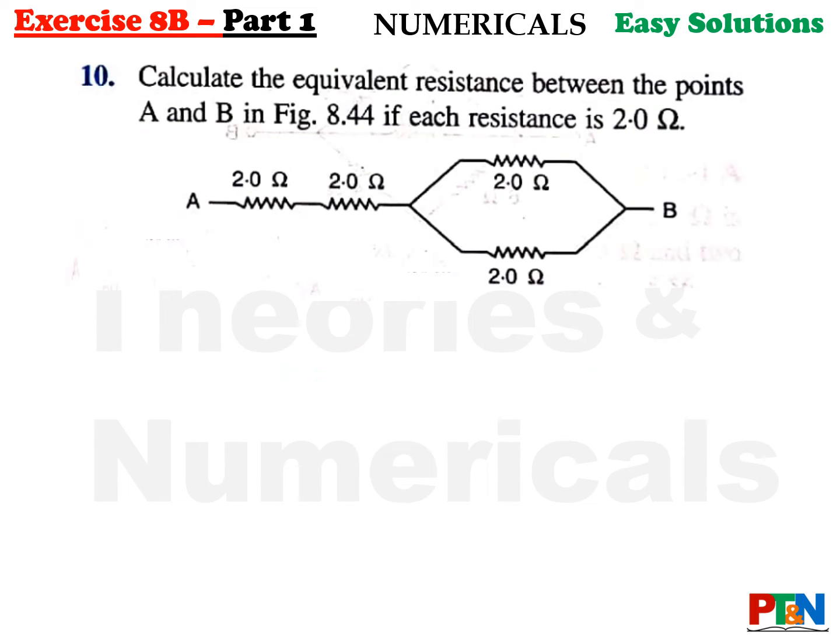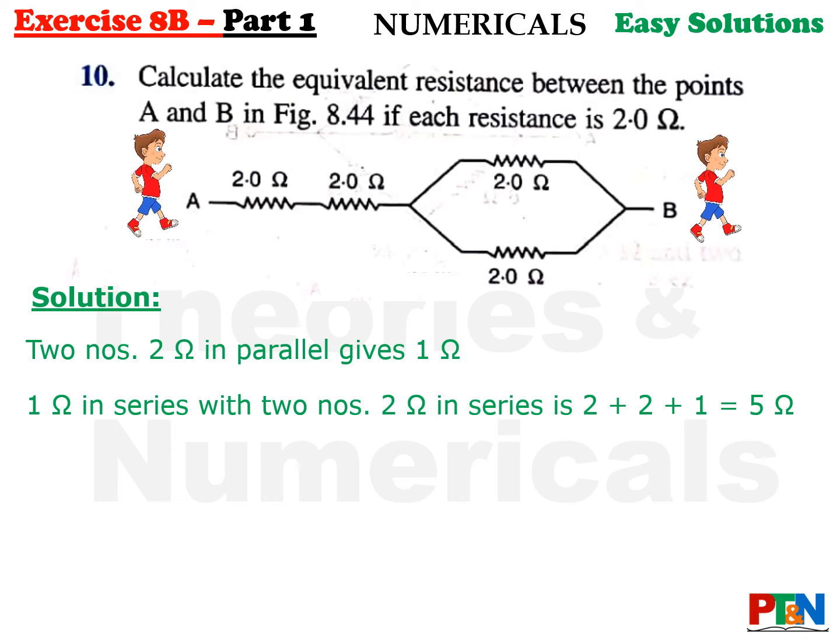Next one, number 10. Calculate the equivalent resistance between the points A and B. Each resistance is 2 ohm. Easy. You need to travel from A to B. You see what are the resistances you are coming across. Only thing, in one place there are 2 resistors of 2 ohm in parallel, otherwise it is in series. That means 2 ohm and 2 ohm in series with 2 resistors of 2 ohm in parallel. So 2 resistors of 2 ohm in parallel will give you 1 ohm, and if you add 2 ohm and 2 ohm in series with that, it will become 2 ohm plus 2 ohm plus 1 ohm, that is total it will be 5 ohm.